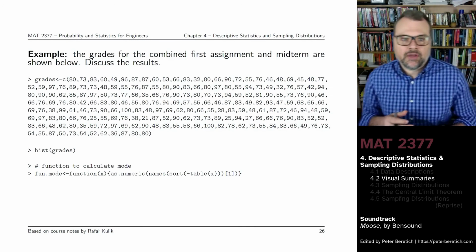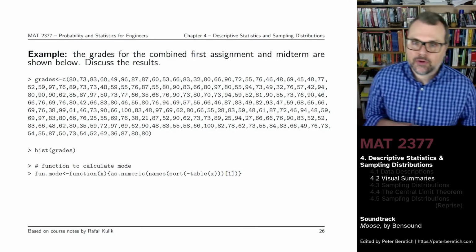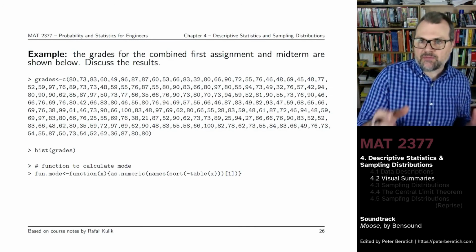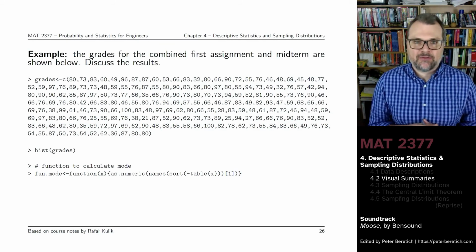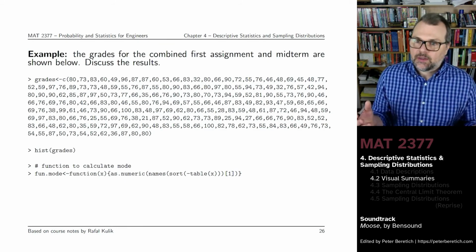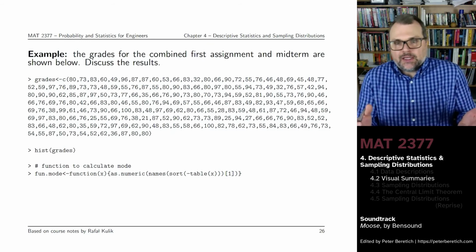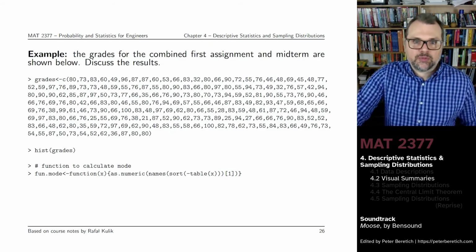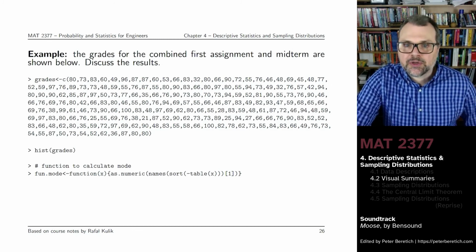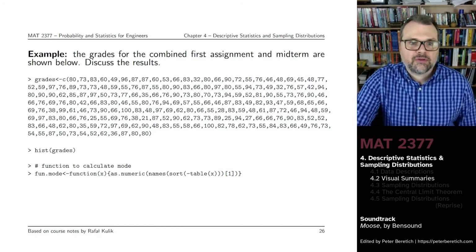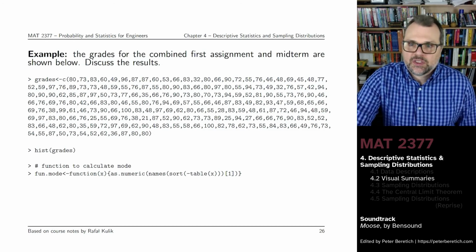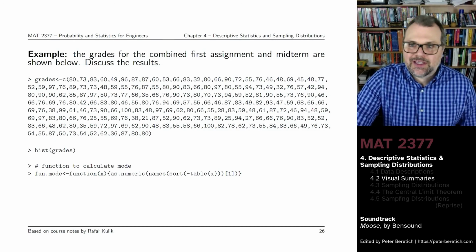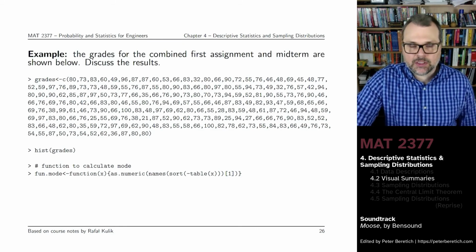Here's an example. I have a number of grades for a combined first assignment and midterm. So these are all grades out of 100. What can we say about this data? When you view it like this, it's a little bit hard to make any sense of it. There's numbers all over the place. I'm seeing 100 here, so somebody's doing very well. I'm seeing a 36 here, so somebody's not doing so well. What's the average? Would I even be able to say? What's the shape of this data set? What does it look like?